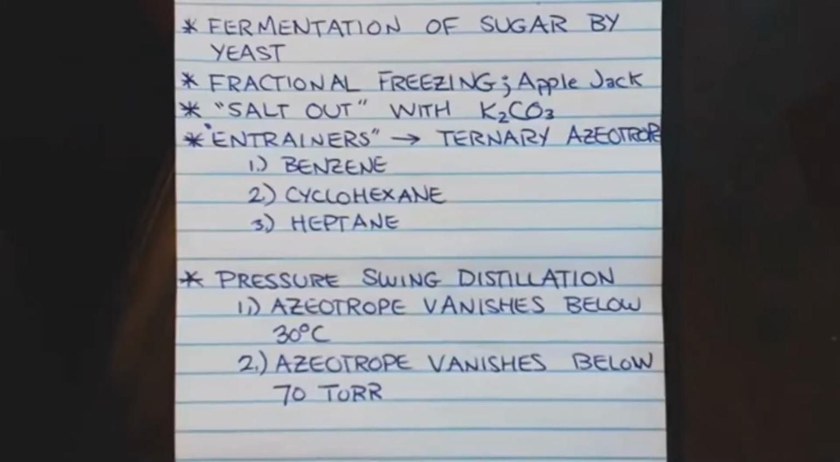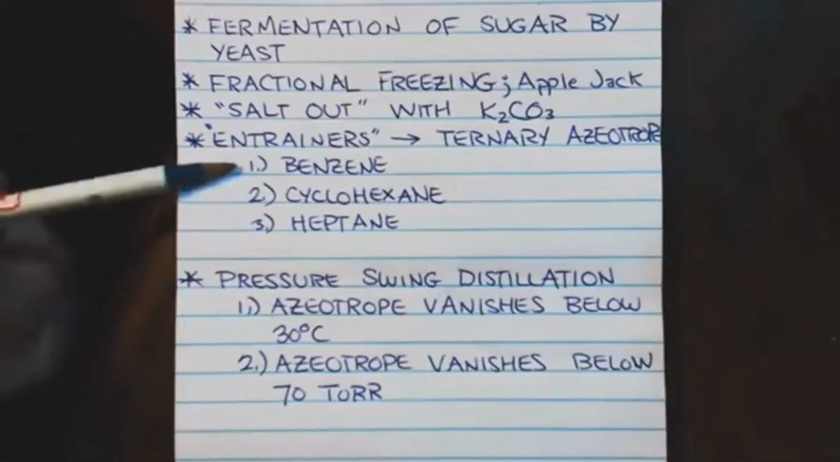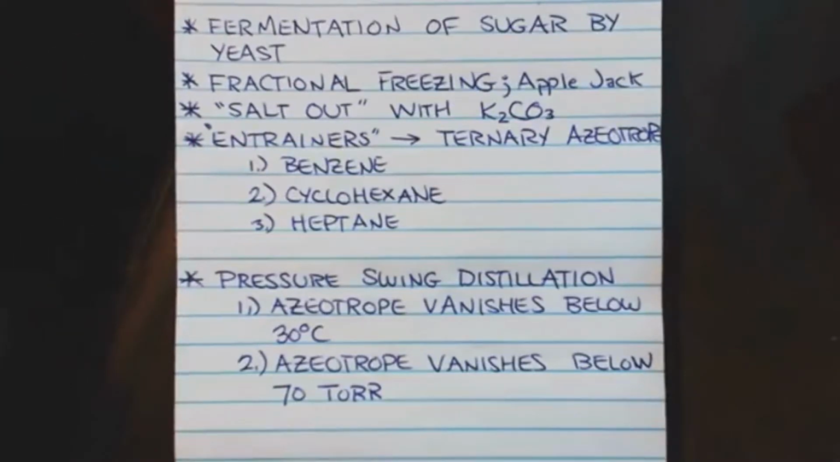Another method is entrainers, using ternary azeotropes. That's just an azeotrope with three constituents instead of two. Instead of ethanol and water, you'll have three. The three examples they gave me are benzene, cyclohexane, and heptane. You put, say, the benzene into the alcohol mixture, so you have alcohol, water, and benzene. Now it'll form a ternary azeotrope between all three of them that boils lower than the azeotrope of just the alcohol and water. That way you can get the water out faster and leave behind relatively pure alcohol.